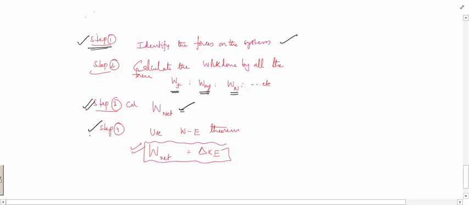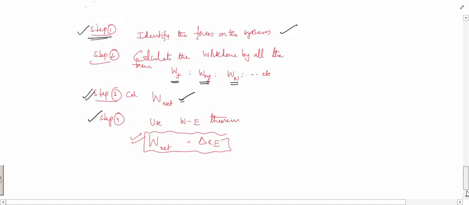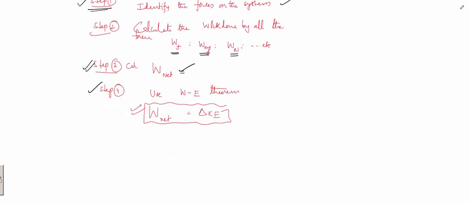We have to use the work energy theorem. Net work done is equal to change in kinetic energy. This is how we have to proceed. To start with, let us take the first example.